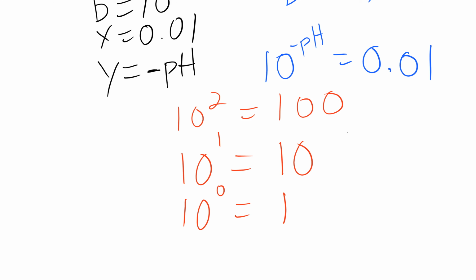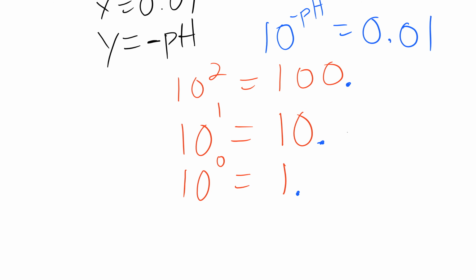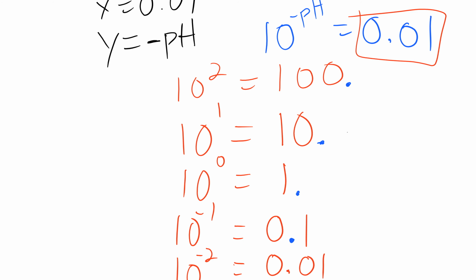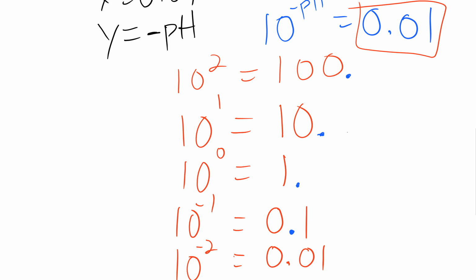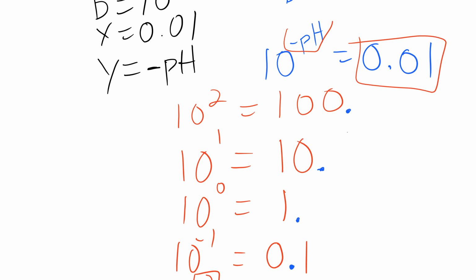Now look at the pattern here. What do you notice about the pattern? First the decimal is here, then the decimal is here, then the decimal is here. Where do you think it's going to be the next time? That's right. So 10 to the negative 1 is equal to what? 0.1. That's exactly right. So what's 10 to the negative 2? 0.01. And isn't that what we want right here? So what's the pH? It would be negative 2, but there's already a negative in front of it, so pH is just equal to what? pH equals 2.